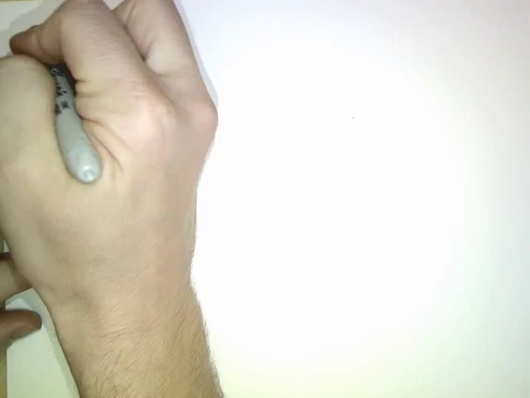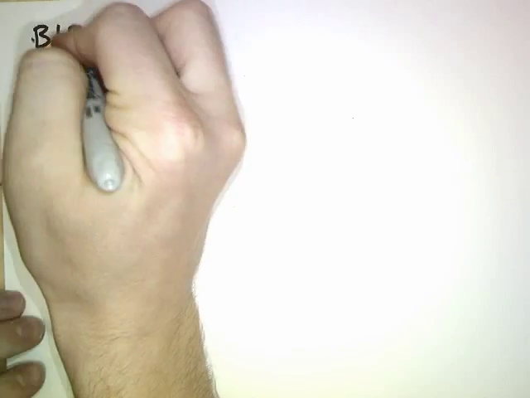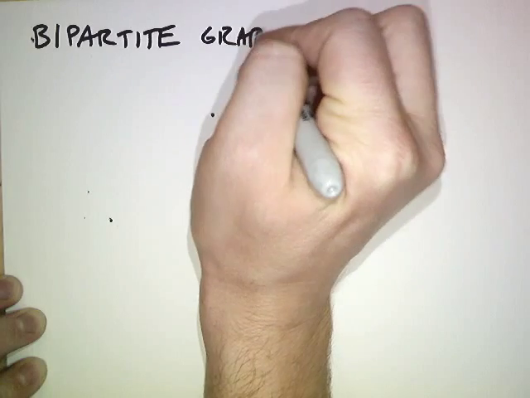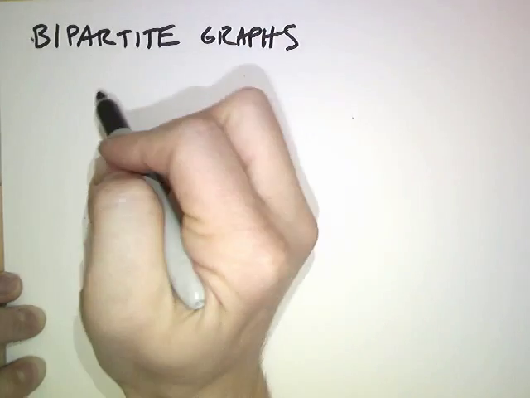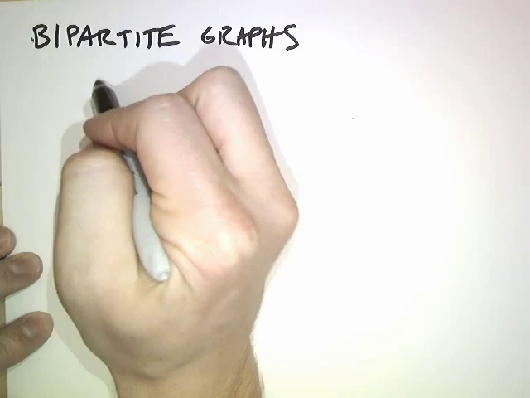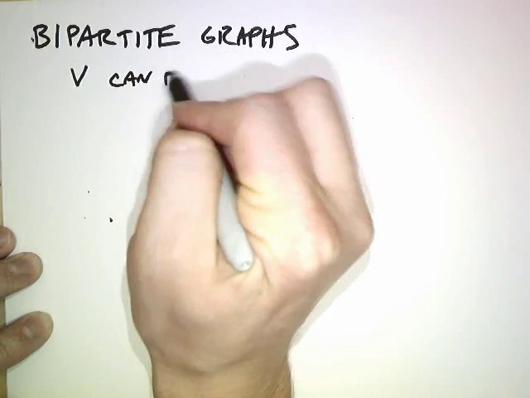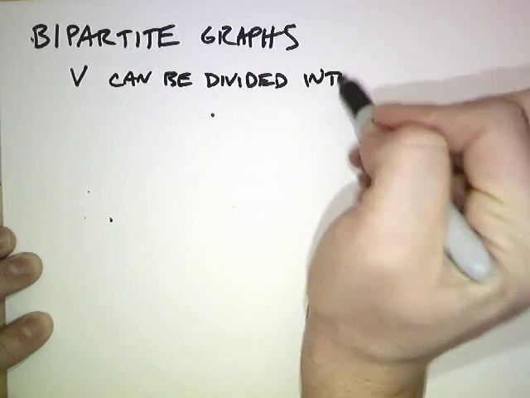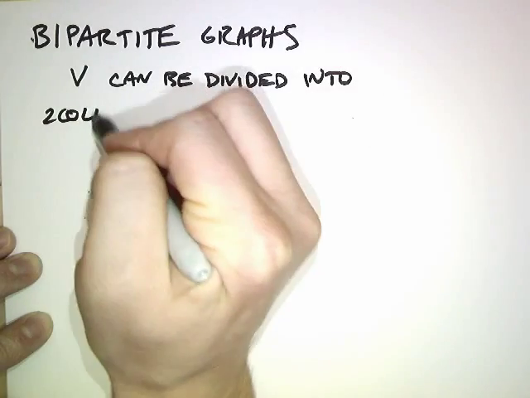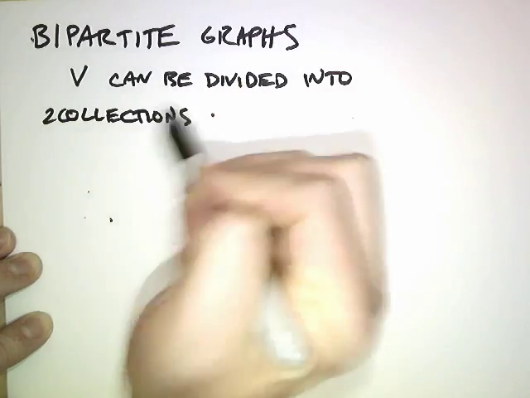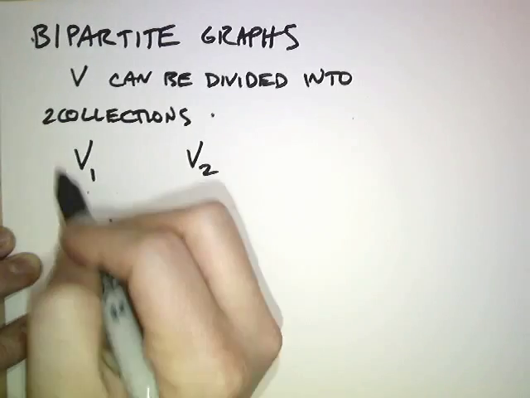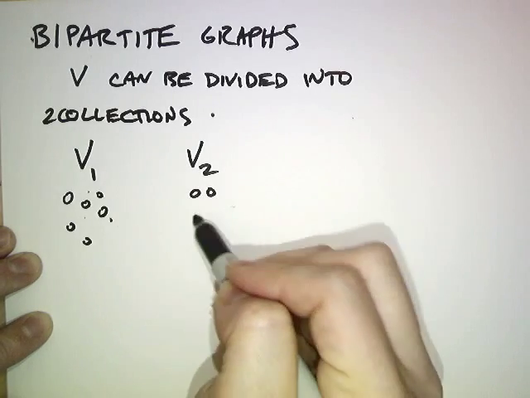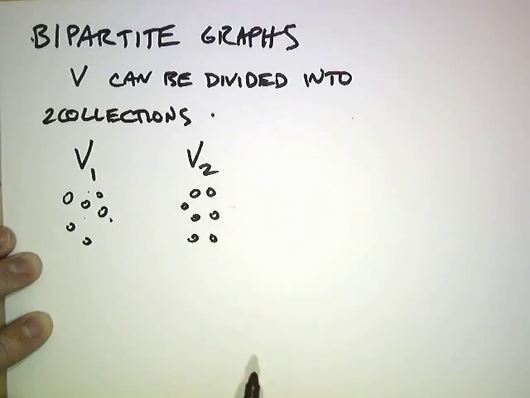So I wanted to say something about bipartite graphs. These are an important class of graphs that I'll define in a second. A bipartite graph is one where the vertices of the graph, V, can be divided into two collections, V1 and V2. So you can put some of the vertices in V1 and the rest of the vertices in V2.